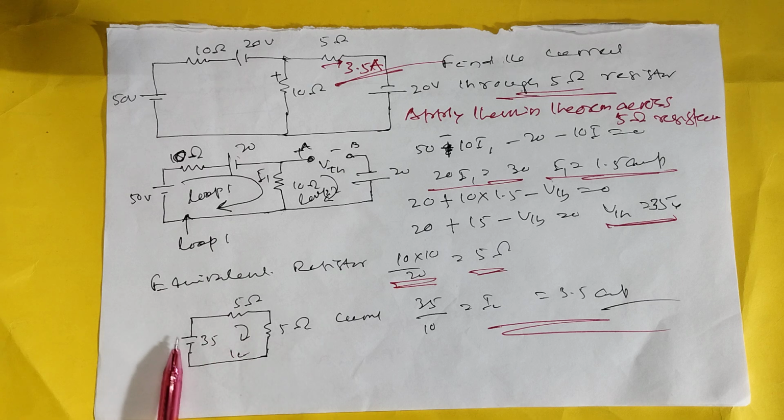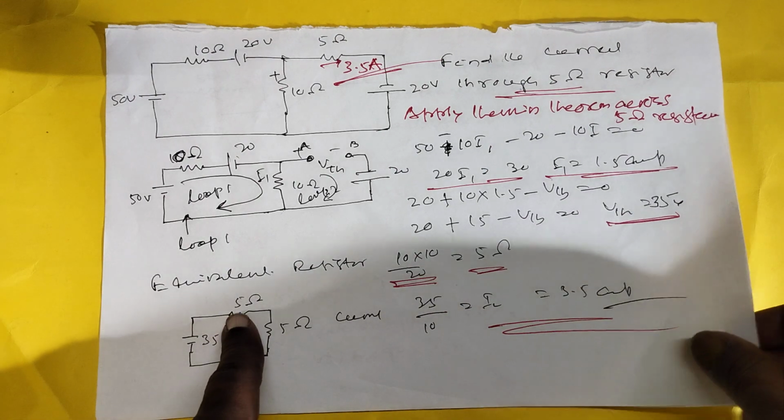With the Thevenin voltage 35, the Thevenin current comes out. The current across the 5 ohm resistor is equal to 3.5 ampere.